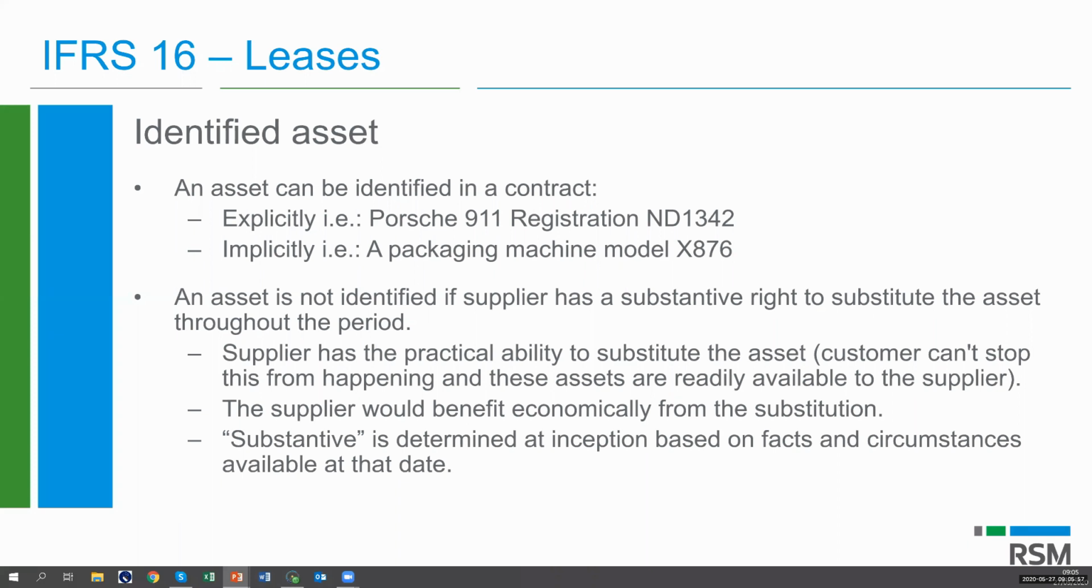And then if there is a substantive right for the supplier of that asset to substitute that asset, then the asset is not identified and you then do not have the lease. What's important to note is the substantive right is something that we need to determine at the inception of the contract, not any other time. So it's an assessment that gets made upfront at the beginning of the contract that gets entered into.